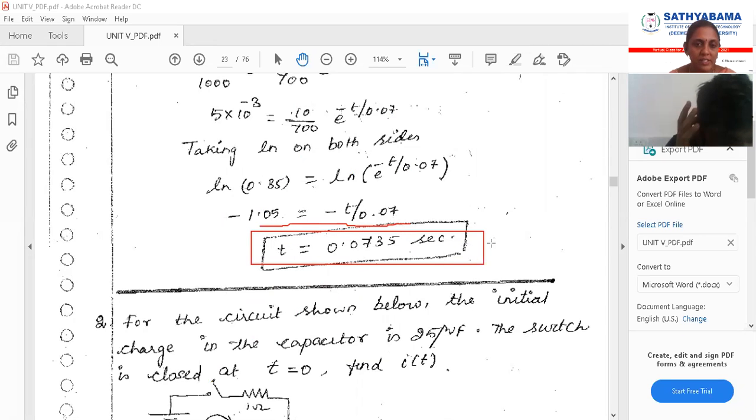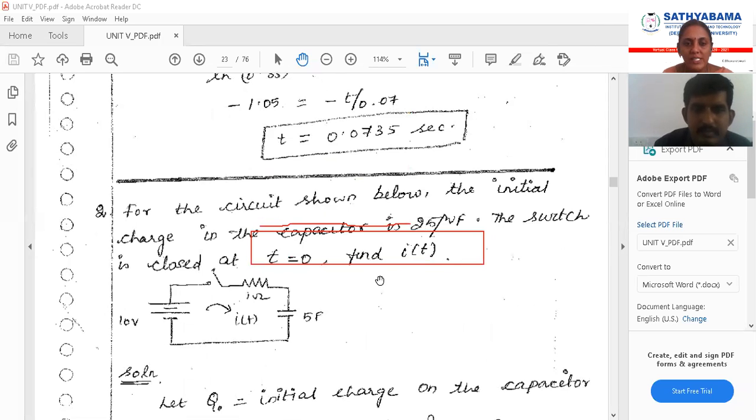0.0735 seconds. They had asked to find out the time, so we are just substituting in the charging equation, rearranging, taking natural logarithm and finding out the value of t. So this is the first problem. We will check out the second problem.